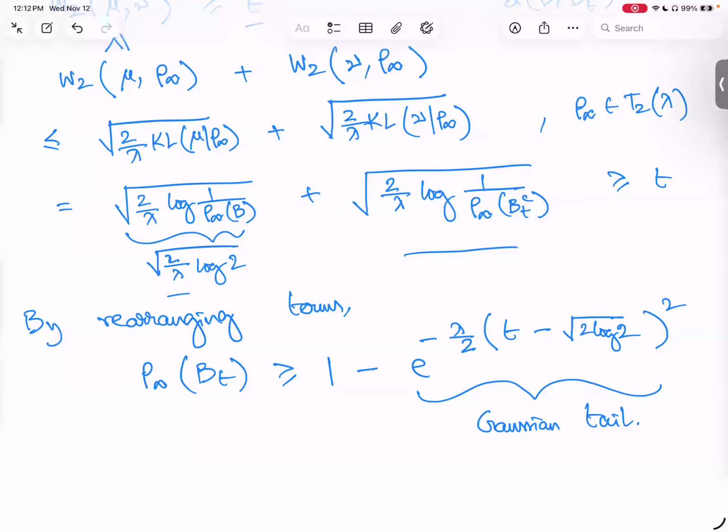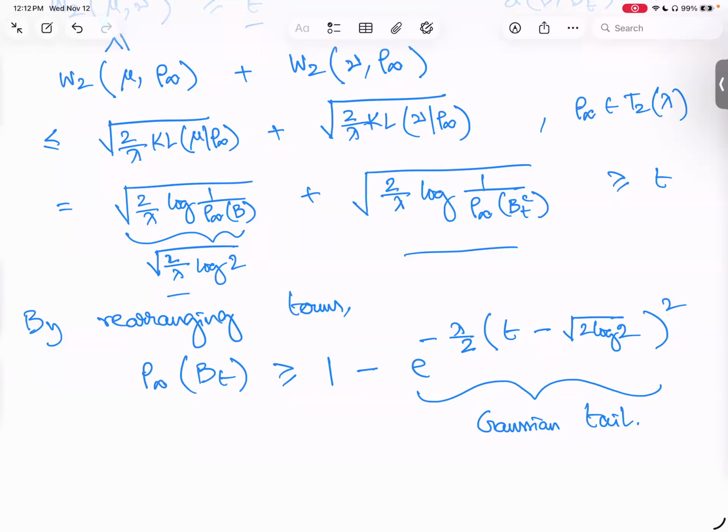Do you understand what I'm saying here? Yeah, so there's no dimension in that. There is no dimension in the Gaussian tail. Exactly, there is no dimension in it. This is completely dimension free, as long as you, of course, know what lambda is.